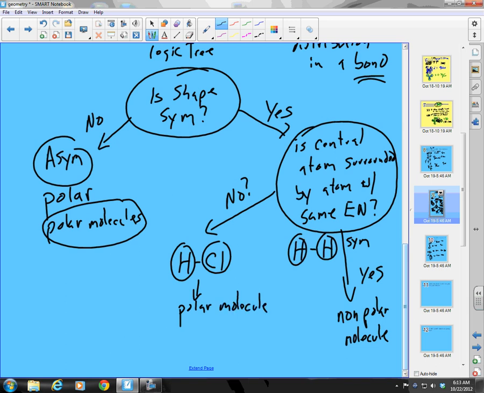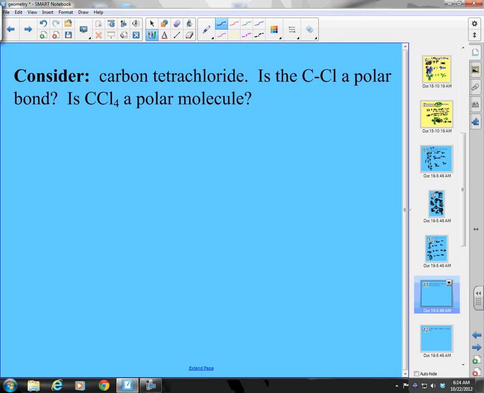All right? So that's it. Just memorize this logic tree, and that'll take care of 90% of the questions related to molecular polarity, and 100% related to molecular polarity in our class. So what's considered carbon tetrachloride? Here's my carbon tetrachloride.